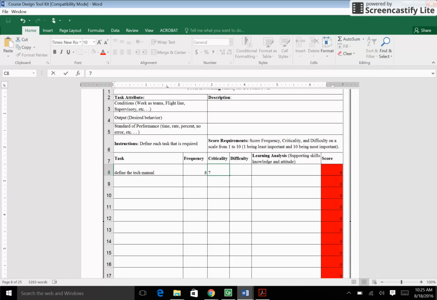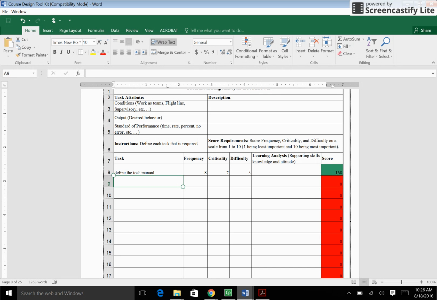Per SME, you're going to get slightly different responses. That's why it's important to have people from all aspects of the manufacturing plant. And then difficulty. It's not really hard to find that tech manual. I'd say it's about a 3, because they tell me what it is. And guess what? It gives me a green. It's important enough because of the frequency and criticality that it needs to be in there, so it's defined as green, and we need to have specific objectives for it.